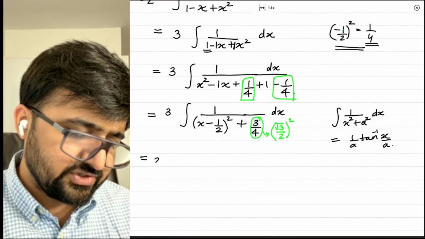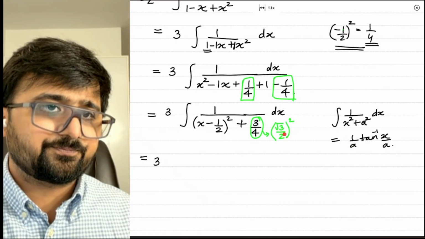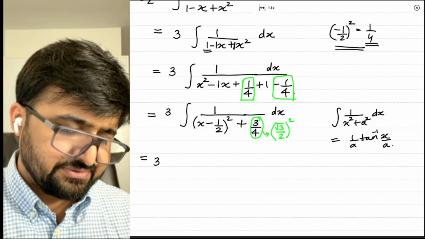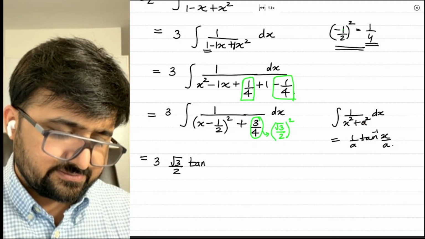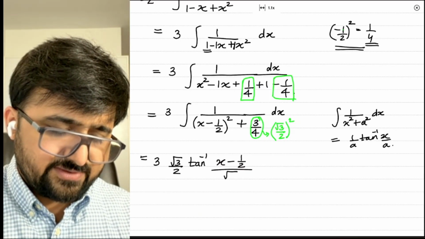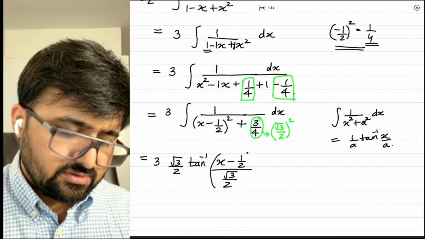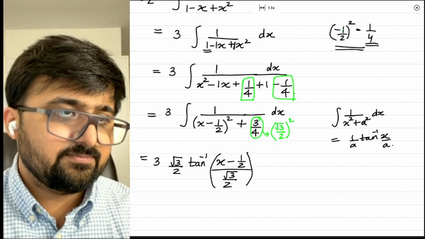So that is going to give you 3. We just use that formula. Remember, a is root 3 by 2. So we get root 3 by 2 tan inverse of x minus 1 by 2 divided by root 3 by 2. That's the integration that we get for that term.